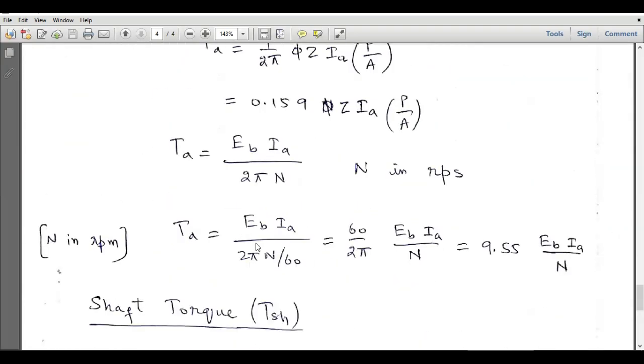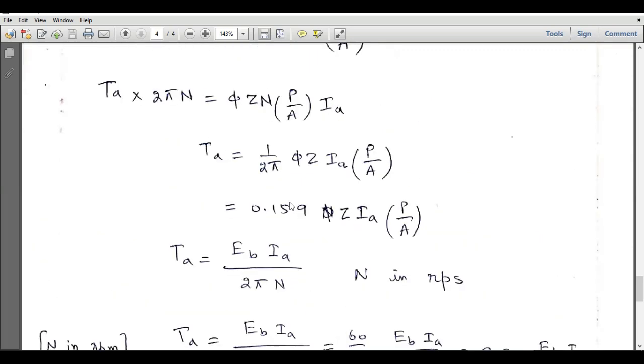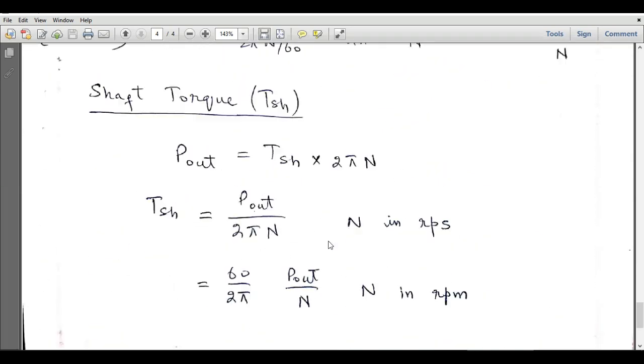2 pi N, and here N is in RPS. If we have N in RPM, then we will use 2 pi N divided by 60 over here, so that is Ta, and it will be equal to 60 over 2 pi into EbIa over N, and that can be written as 9.55 EbIa over N. So all of these are expressions of the armature torque which is developed in the DC motor.